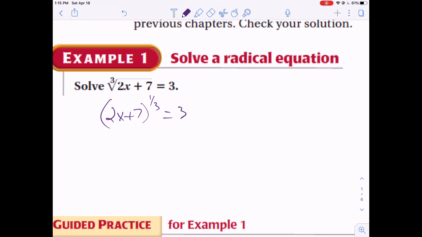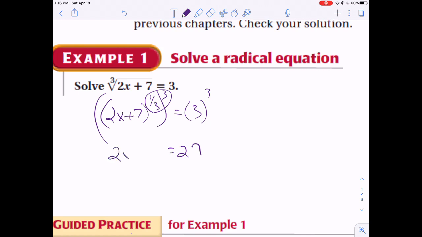Well, I want to eliminate that radical completely from the left. And to do that, let me just erase some of this so I have some room. Okay, there we go. I can take the third power of each side. Now the right's pretty easy, and we've had enough experience with these. We can solve 3 to the third power. That's 27. On the left, the 1/3 power is just going to give me 1. So I'll rewrite it for you so you can see that.